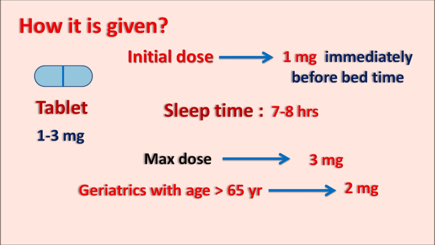This drug is available in different strengths like 1 mg, 2 mg, 3 mg. Normally it is initiated at a low dose of 1 mg just before bedtime, and at least 7 to 8 hours of sleep time should be available in order to eliminate next day effects of this drug. The maximum dose is 3 mg, but in the geriatric the maximum dose is only 2 mg in order to prevent psychomotor impairment. So that's about this z-hypnotic drug S-Zopiclone.